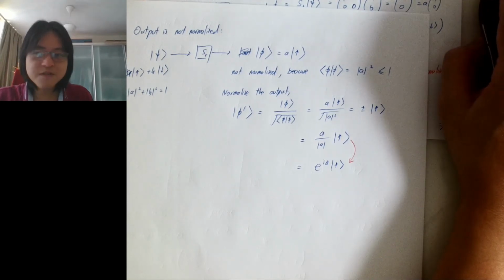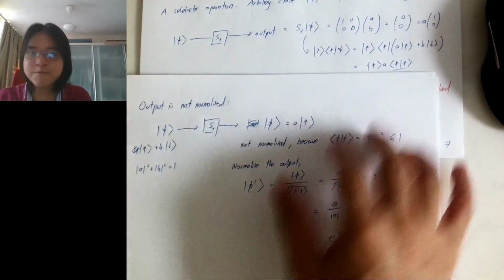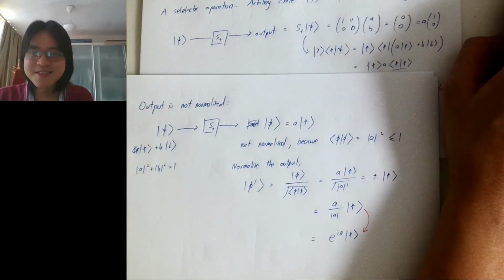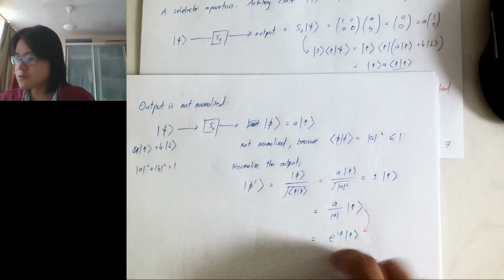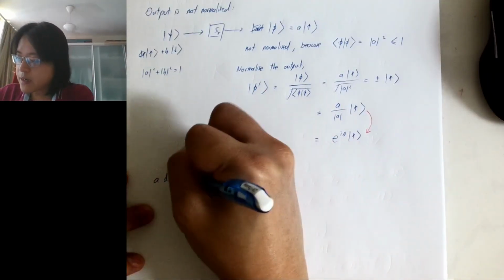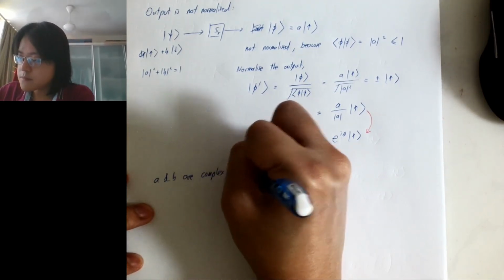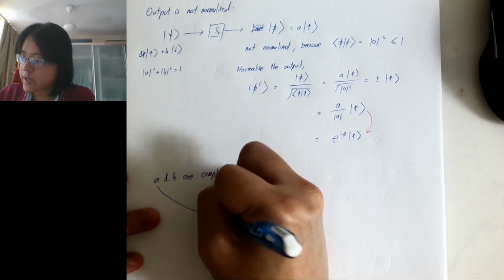Oh, where did I draw the up? My drawing is ugly, right? Okay, so I should answer how to get from here to here. The thing to remember is A and B are complex numbers, right? So let's take A. A is a complex number.